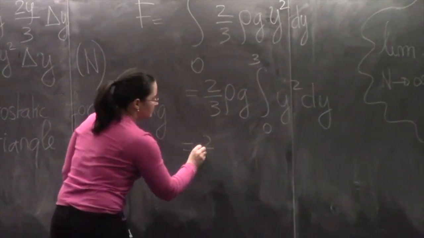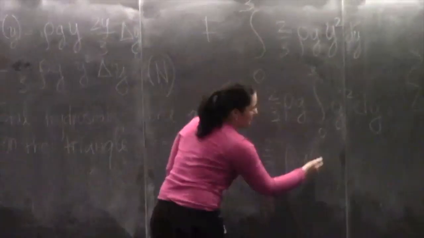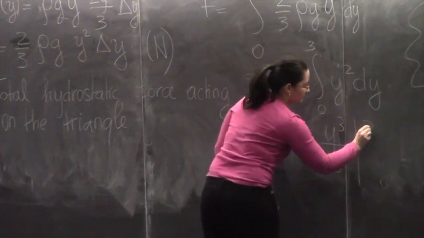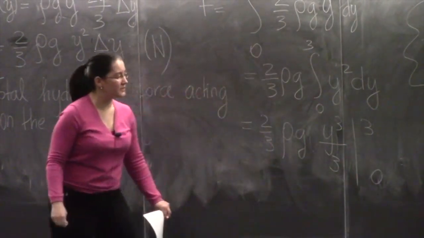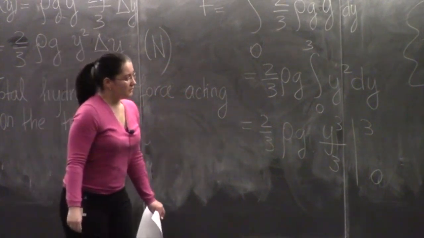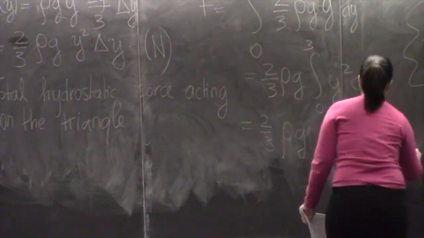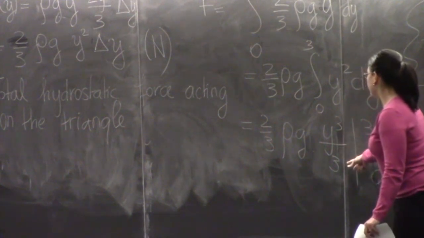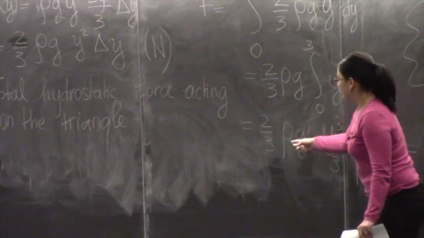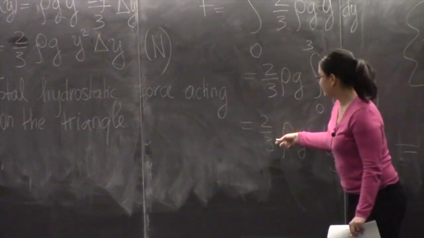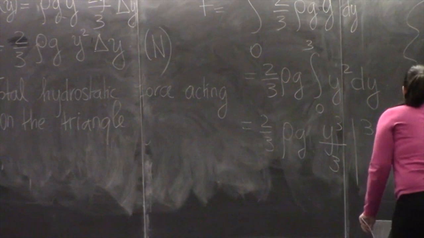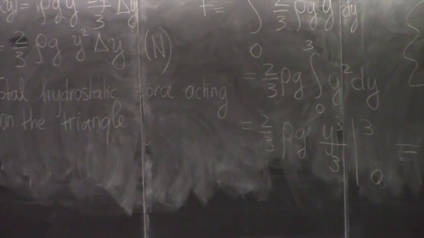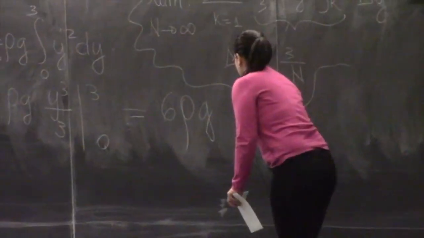So let's do it. 2 over 3 rho g times y cubed over 3, evaluated between 3 and 0. Now, this is 27 over 3, it's 9. I can cancel 9 with the 3 factor over here, and I get 6 rho g. And the measurement unit is in newtons.